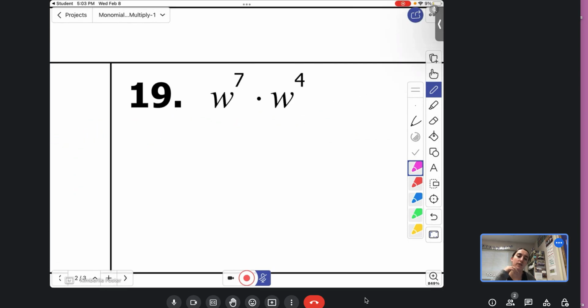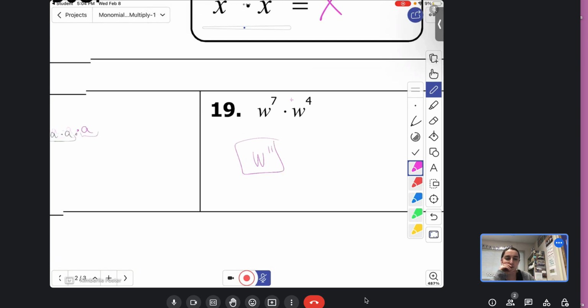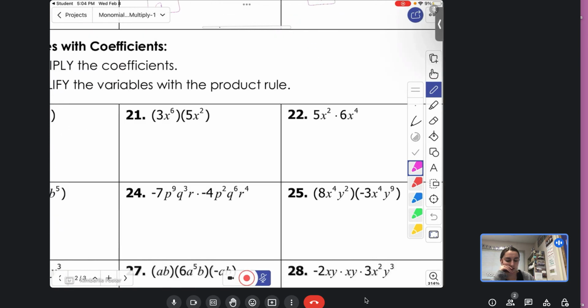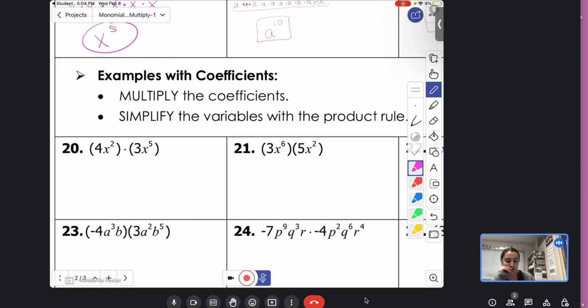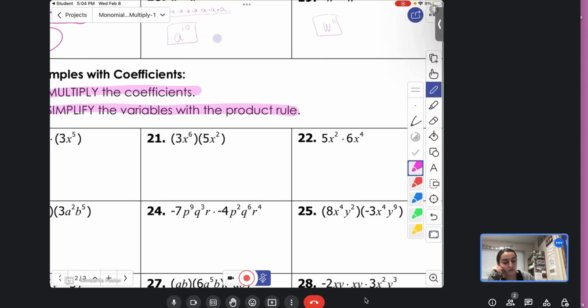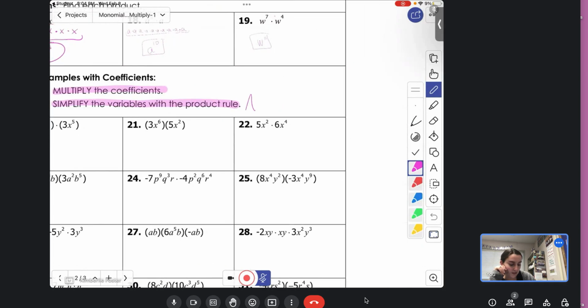Lastly, I don't feel like listing all these out. w to the 7th times w to the 4th, I'm going to add, and I should get w to the 11th. Okay? So let's put this all together. What happens if we have examples with coefficients? We are going to multiply the coefficients. That's our big numbers. Simplify the variables with the product rule. Or as I like to say, multiply the coefficients, add the exponents.